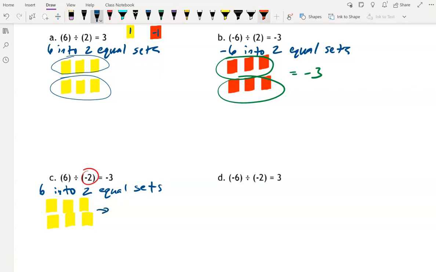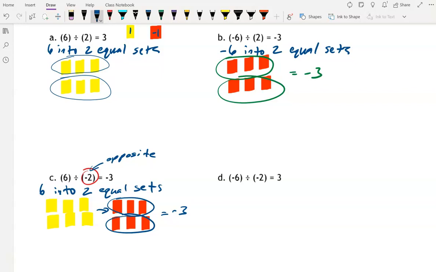We're going to flip the tiles and turn it into the opposite. 1, 2, 3, 4, 5, 6. And how many are in each of those groups? That's right. There's negative 3 because we took the opposite because of that negative sign in the divisor there, negative 2. Okay? So, again, keep on practicing with that weird negative 2 thing.